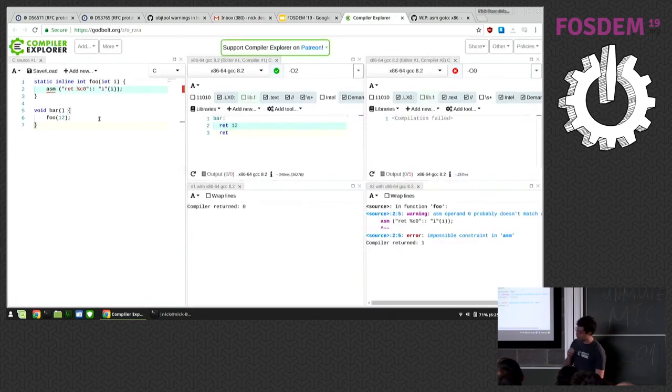Might be hard to see here, but basically we have a static inline function. The inline function has some inline assembly. It has some constraints on it saying this is going to be an immediate value, like the number 42. And so when we compile this at O2, everything's semantically valid. But if we don't inline that static inline function, it is no longer semantically valid.